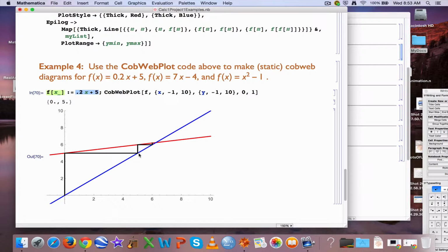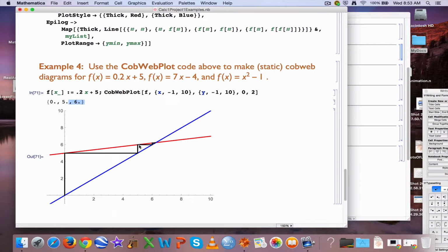And you can now find the output at x equals 5 by going up to the graph, to the red graph. The second coordinate at that point looks like it's 6. Is that the next value? Yes, if you plug in a 5 here, you'll see 6 for the next iterate. That is the second coordinate of this point.